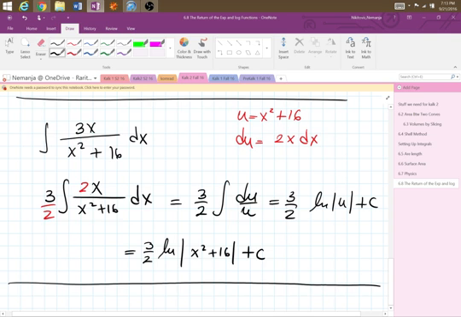Yeah, we're done. Yes. How do you know when to use the absolute value? Every time for this integral, right? Every time when you get the ln, you have to use the absolute value because it's an issue of the domain.